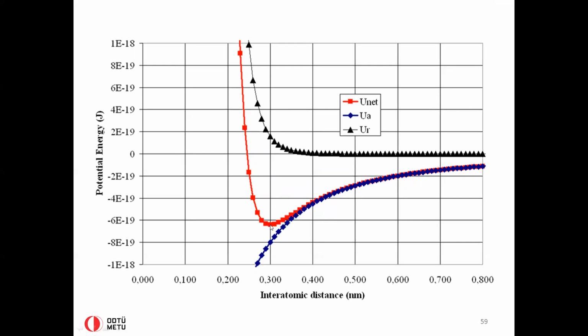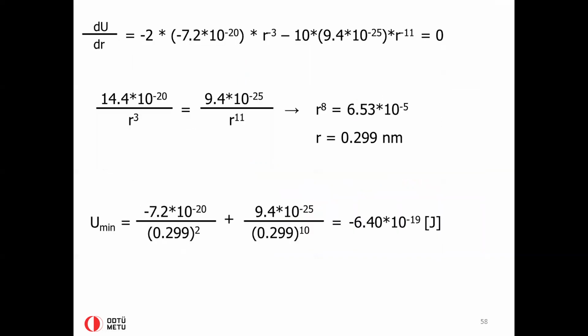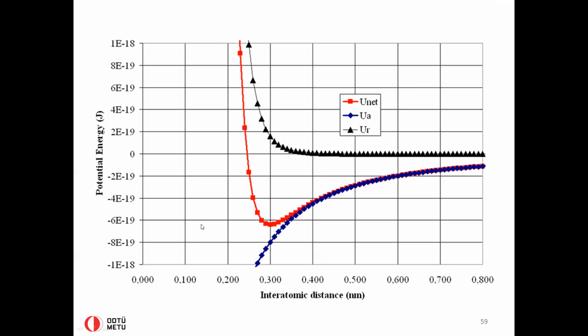And you would see that it would be about 0.3 nanometers. And our calculation here showed that it was 0.299. Of course, graphically, you wouldn't be able to easily determine such an exact value. The minimum energy that we calculate as minus 6.4 times 10 to the minus 19 would also be approximately possible to calculate by taking, say, each of these data points, but it would be, of course, quite cumbersome.